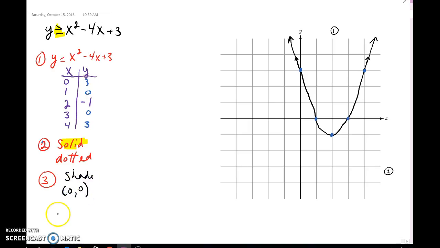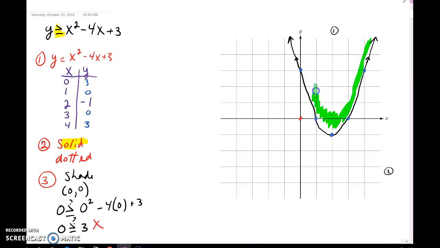And we plug it in. We ask ourselves, is 0 greater than or equal to 0 squared minus 4 times 0 plus 3? So is 0 greater than or equal to 3? And that is, of course, false. So that means this point 0, 0 is not part of our solution set. So that means I need to shade the other region that was created. So it will be the region that's created inside that U. So it would be this region here. So any point in this region will satisfy our inequality.